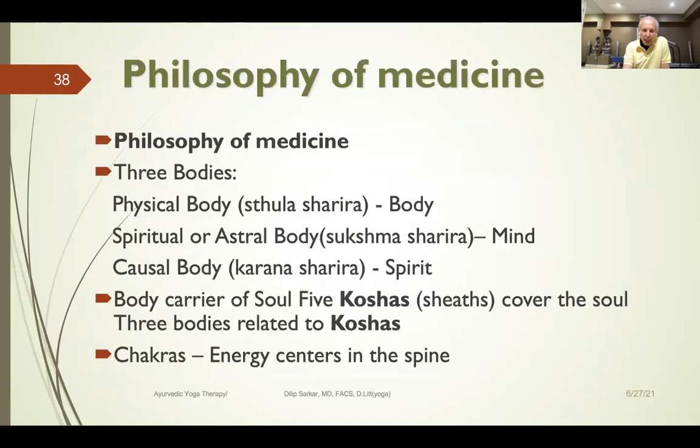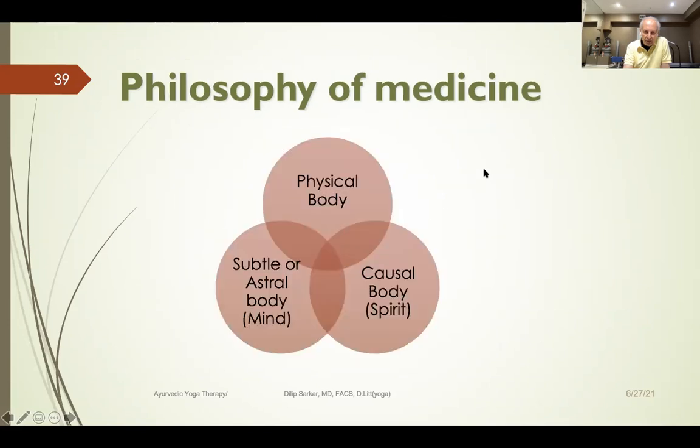So let me talk about what is called an advanced philosophy. We have 3 bodies, 5 koshas, and 7 chakras. And what does it mean? We have bodies, and you have to know the names of these bodies. One is called the physical body. We call it the gross body. There's the subtle body, which is a body related to your mind, and the causal body related to the spirit, and all of them meet at a certain point.